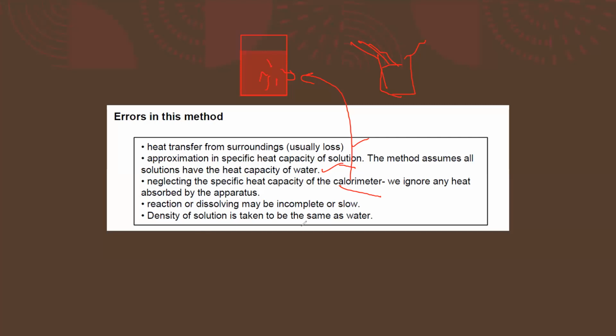And the reaction or dissolving may be incomplete, or it will be slow. We assume that when we add zinc, all of the zinc dissolves instantly, but in practice, it might be different. And the density of the solution is taken the same as the density of water, but in practice, the density of the solution will be higher, as it contains dissolved salt as compared to pure water. So these are the errors in this method.